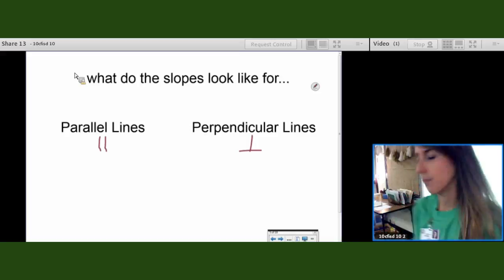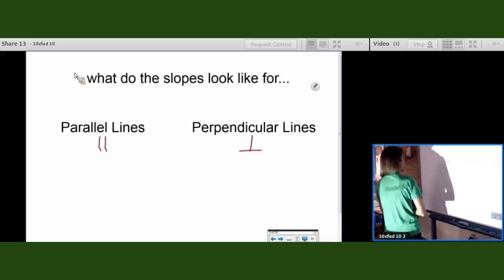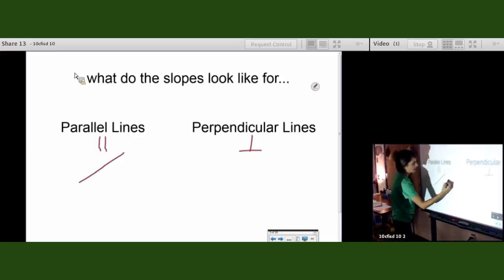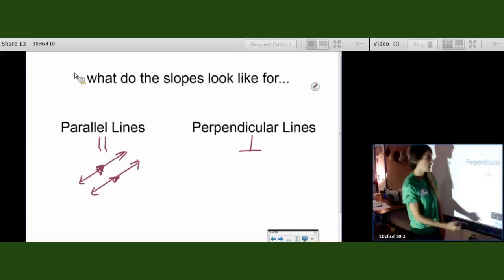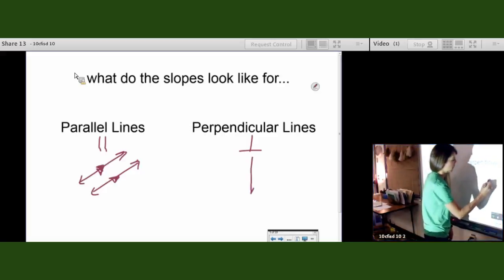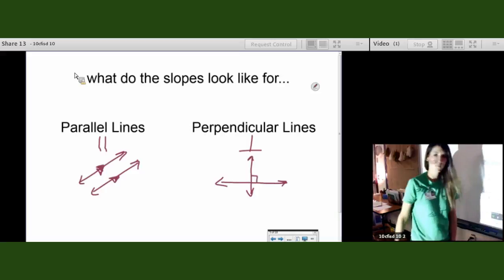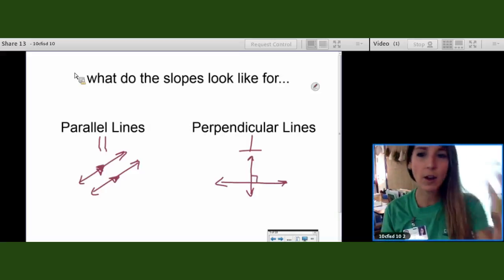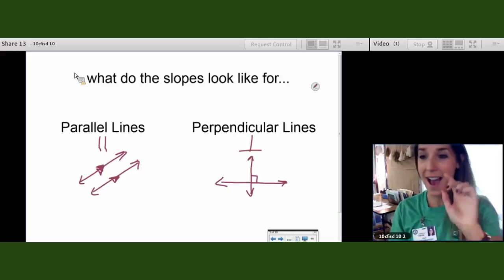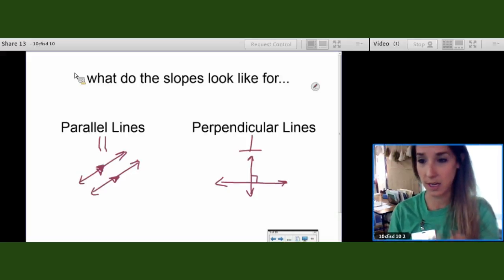Let's do a diagram. What would a diagram of parallel lines look like, or a sketch? Parallel lines. And perpendicular lines. Okay, remember we add arrows to show they're parallel. We add a 90-degree marking to show they're perpendicular.